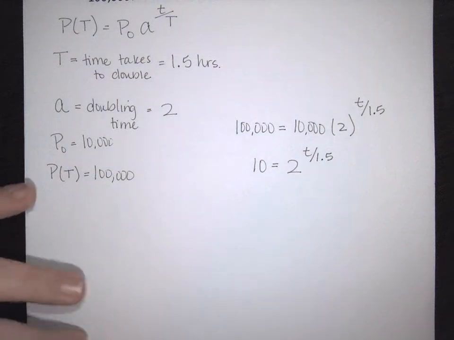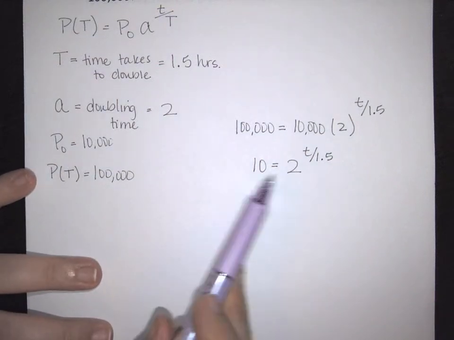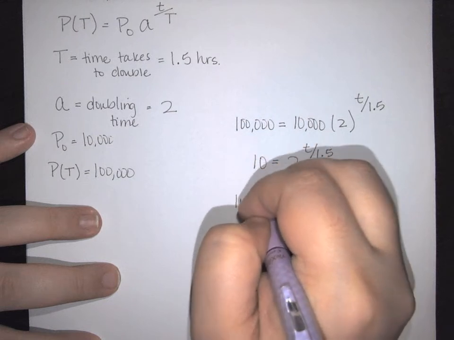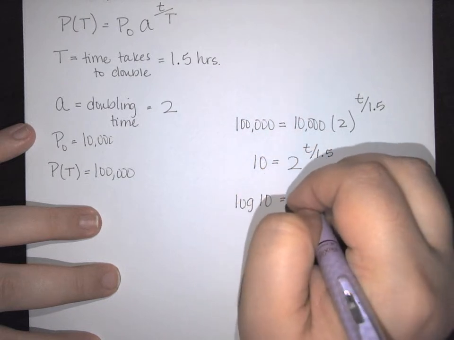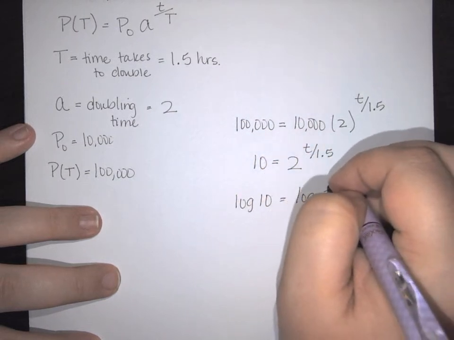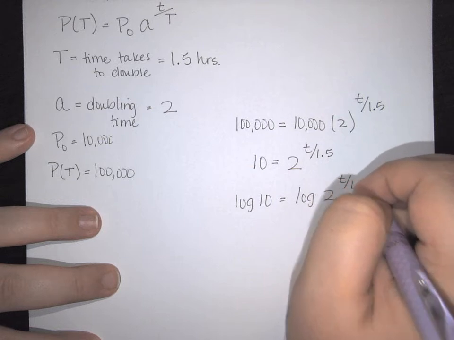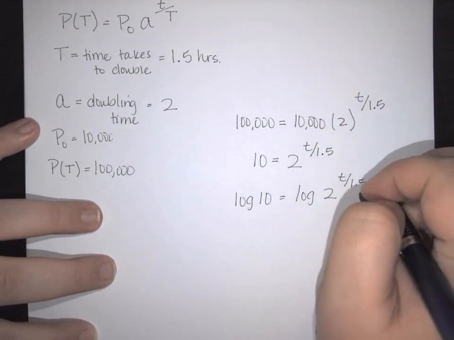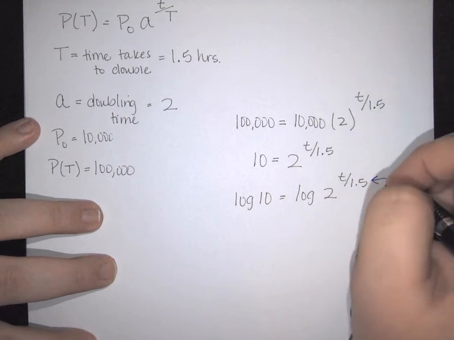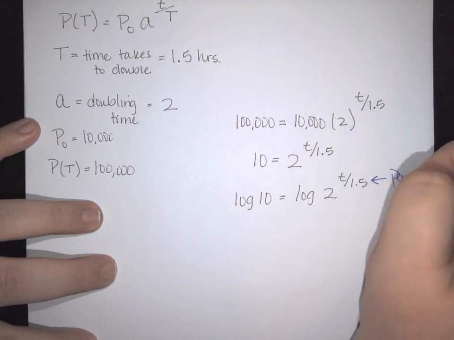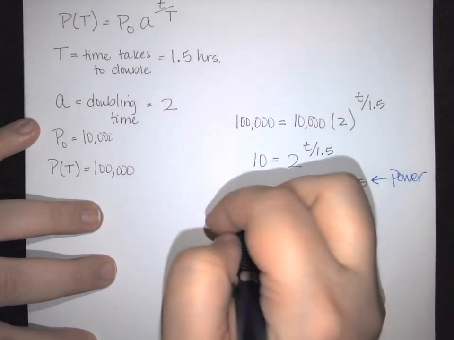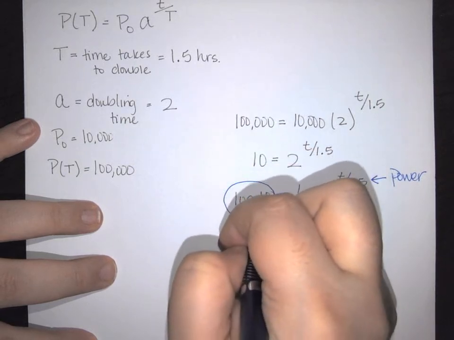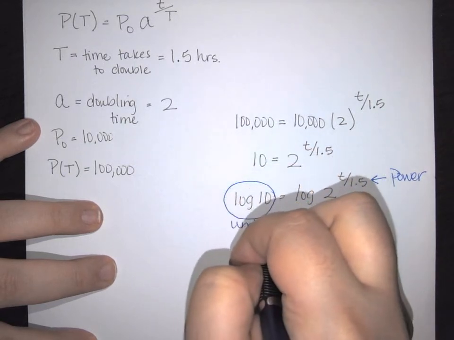Now with this, one of the things I can do is raise both sides to my log. So I can say the log of 10 is equal to the log of 2 to the t over 1.5. A few things are going to happen. First, the right side will now follow the power rule. Second, this part over here is going to undo each other.